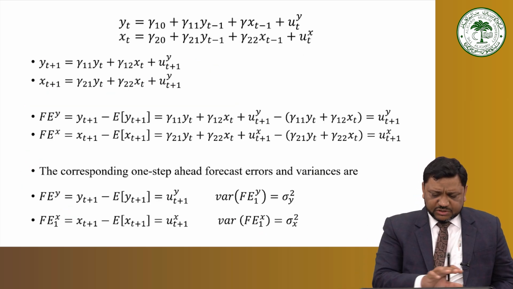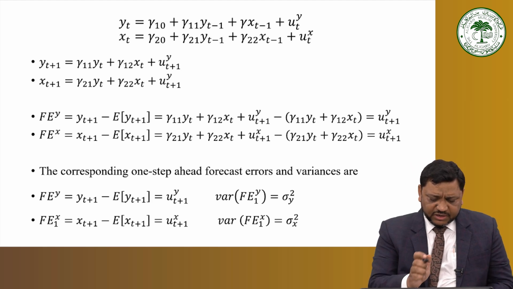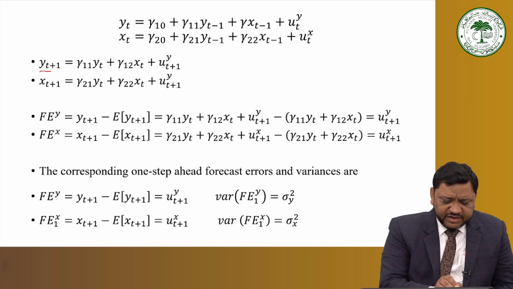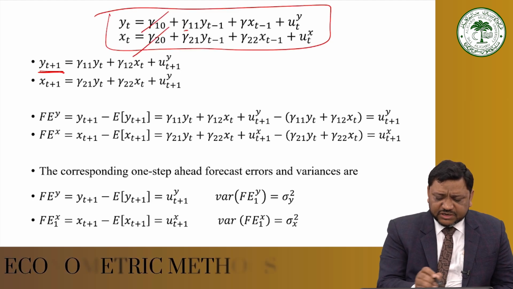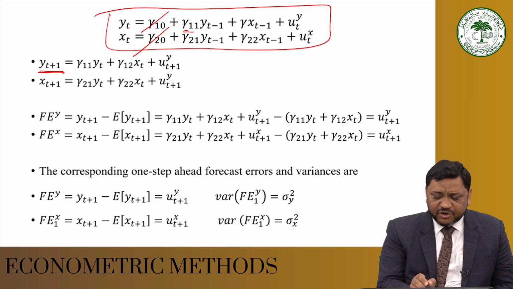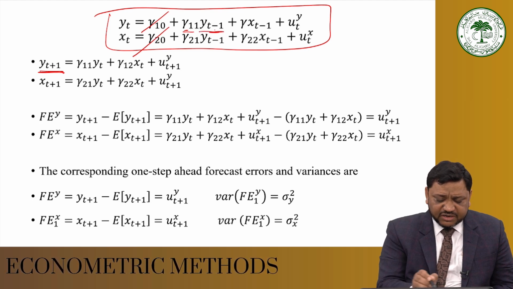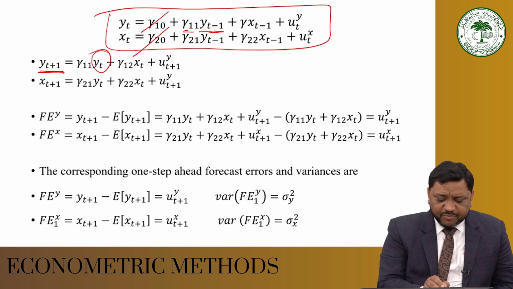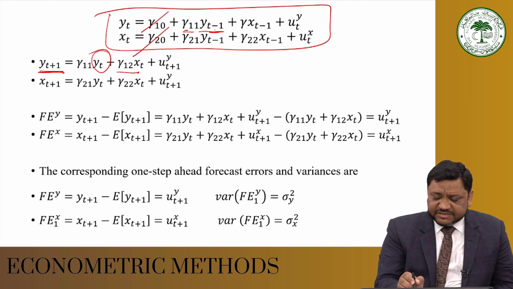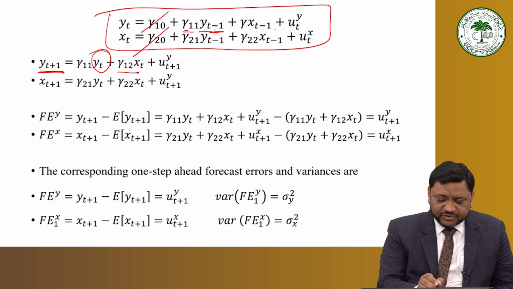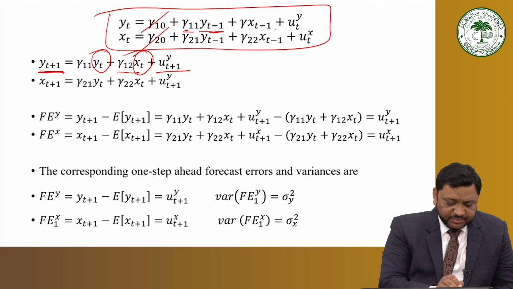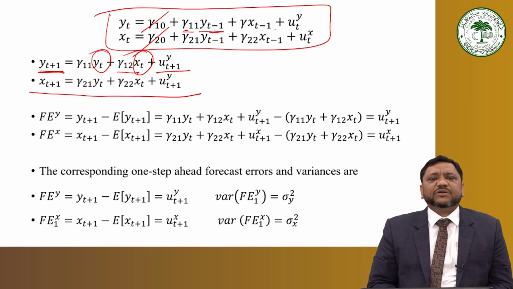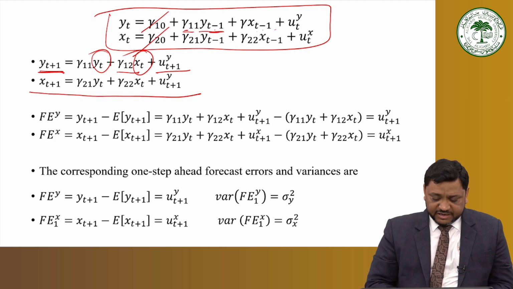Now, just a brief recap of what we have done. One thing is we have ignored the intercepts. So yt plus 1 can be written as gamma 1 1 yt plus gamma 1 2 xt plus error of y at t plus 1. Similarly, xt plus 1 is equal to gamma 2 1 yt plus gamma 2 2 xt plus error of x at t plus 1.